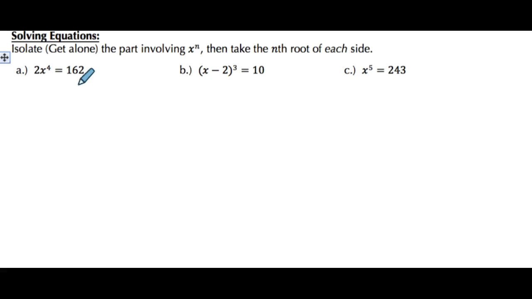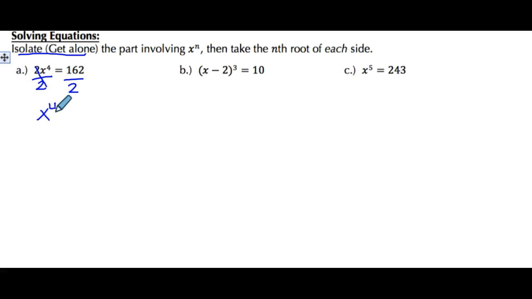Okay, so now that we have everything we need, we're going to isolate, meaning get alone, the part involving x, and then take the nth root of each side. So for example, in A, that means I'm going to divide by 2 because I need this x to the fourth all alone.